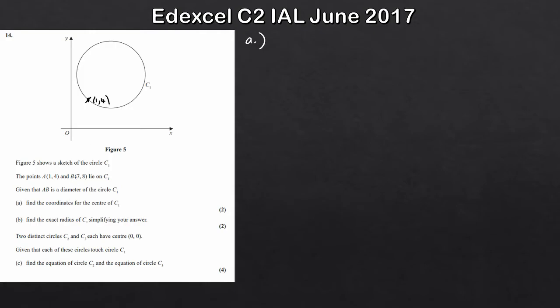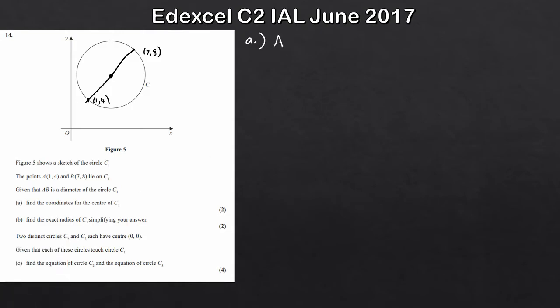If we say B is 7, 8, so that might be, say, here. Again, I could be a little bit off, but we've got a rough sketch. What we're looking for then, if this is the diameter, we know the midpoint is, say, roughly there. So all we need to do is work out the midpoint here.